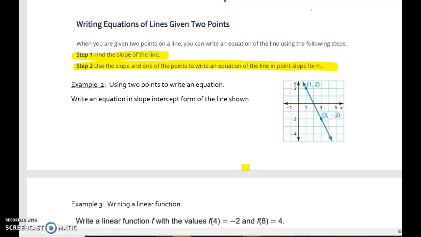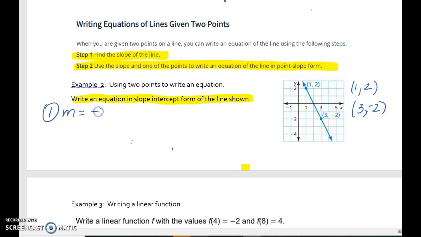Okay, now, interestingly enough, the directions are asking us to use the 2 points to write an equation, and then they want us to write the final equation in slope-intercept form. So we're going to have to go one step further. So let's start by completing step 1, which is to calculate our slope. So over here you can see our 2 points are 1, 2, and 3, -2. So those are the 2 points I'm going to use.